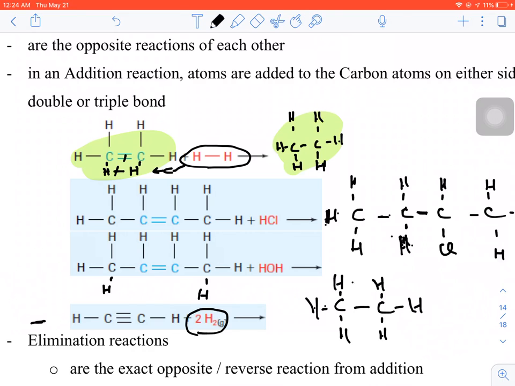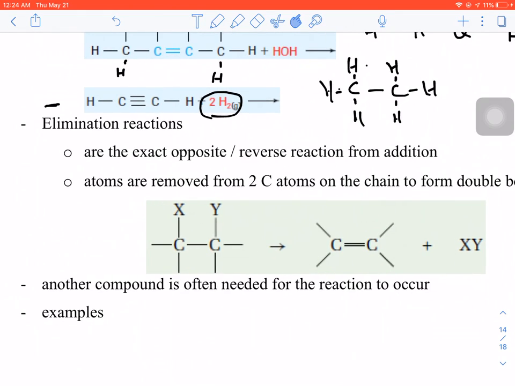Okay, so those are addition reactions. For an addition reaction, I need to have a double bond or a triple bond. Right? Those are essential to be able to have an addition reaction, and I also need to have something that has got two parts, so I can add one side to the double bond and the other side to the second side of the double bond. Okay, the elimination reaction is exactly the opposite.